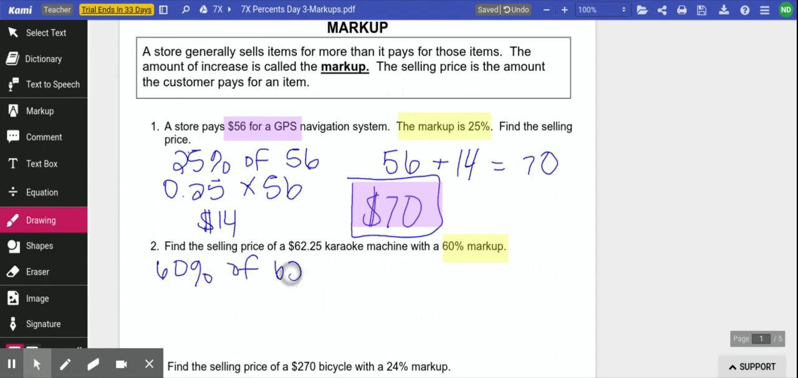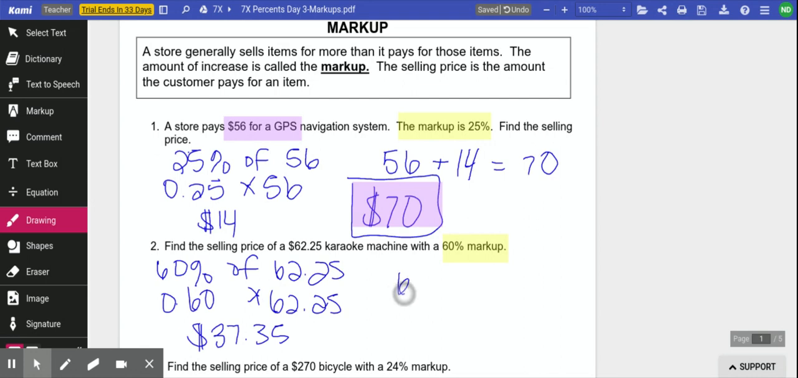60% of 62.25. Convert that 60% into a decimal, which is 0.60 or 0.6, and multiply. When I multiply those two numbers together, we should get $37.35. So that tells me the price of this item is going to increase by a total of $37.35. In order to find my selling price, though, I need to add that markup rate to my original price.